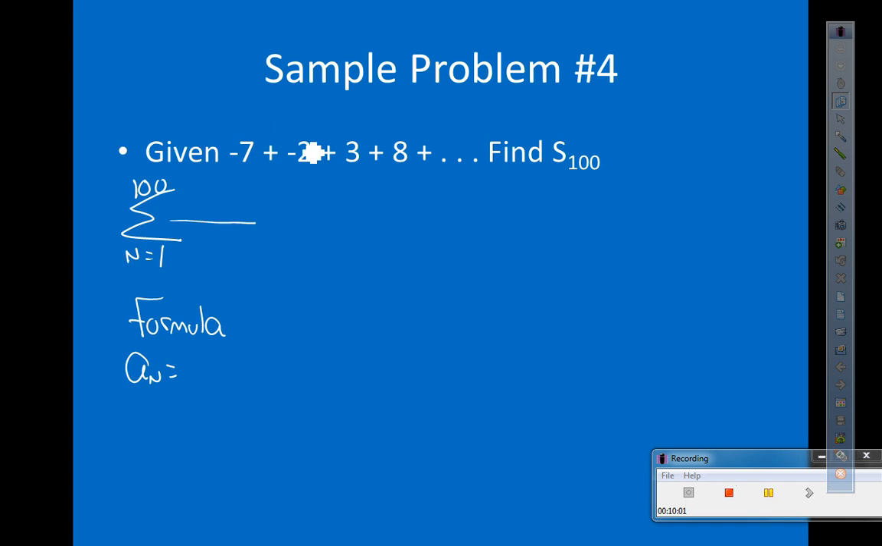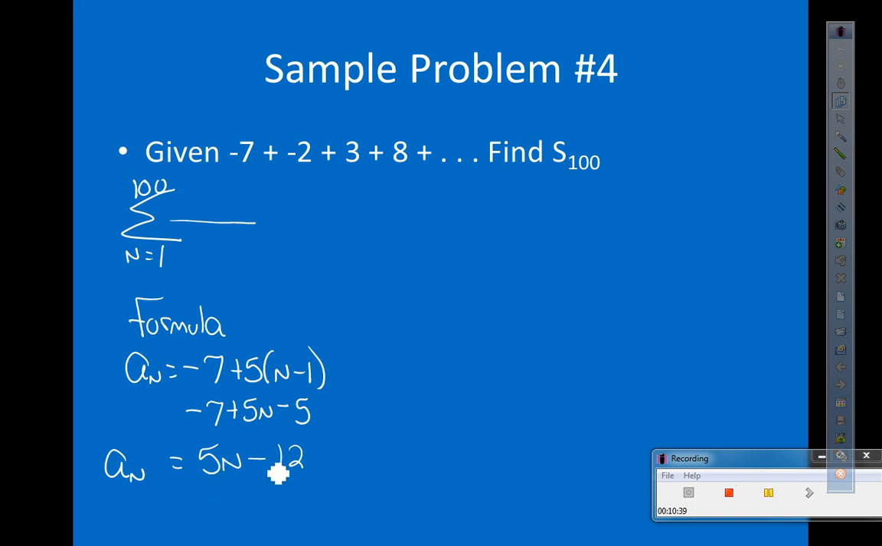From negative 7 to negative 2, I'm gaining. From negative 2 to 3, I'm gaining some more. 3 to 8, I'm gaining, that's an obvious one, 5. So a sub 1 is negative 7 plus 5 times n minus 1. Let me simplify. Negative 7 plus 5n minus 5. If I totally simplify, 5n minus 12. There's my formula. I'm going to do my 1-2 check.